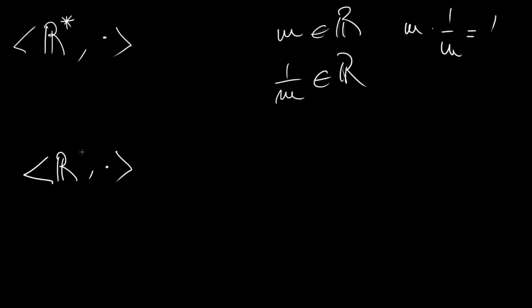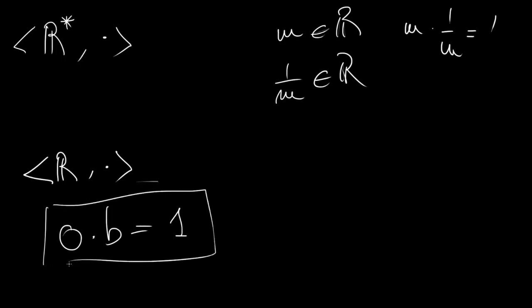However, what real number b satisfies this? Nothing. There's no real number that satisfies this. It means that 0 doesn't have an inverse. We're looking for the inverse of 0, so the element that multiplied by 0 gives me the identity, which is 1. So this is not a group.